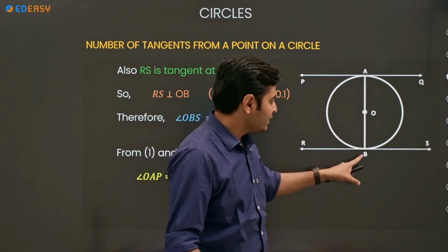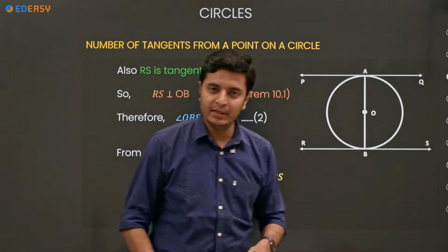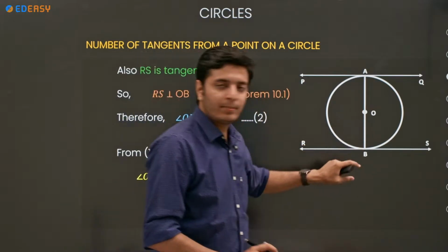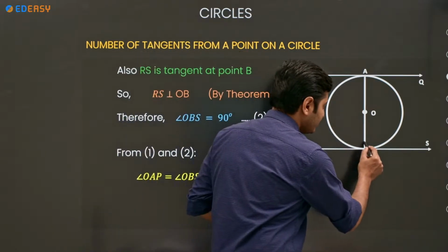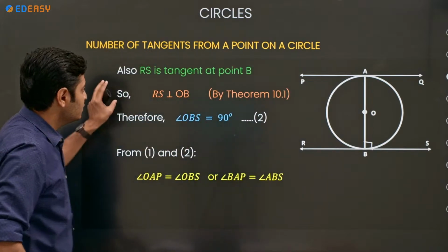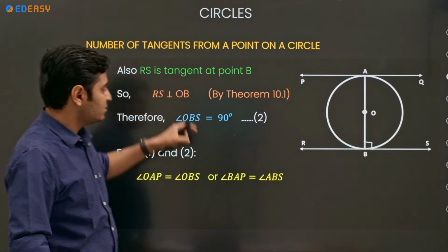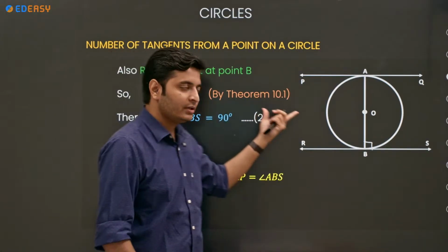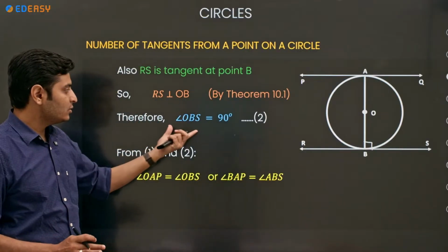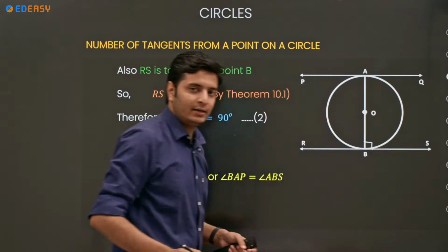So OB is the line segment joining the center and the point of contact B. So it means OB is the perpendicular. If OB is the perpendicular, then they are making a 90 degree angle. So RS is the tangent at point B. So it follows that RS is perpendicular to OB, theorem 10.1. So it means angle OBS is 90 degrees.